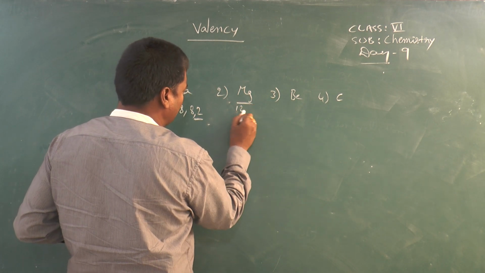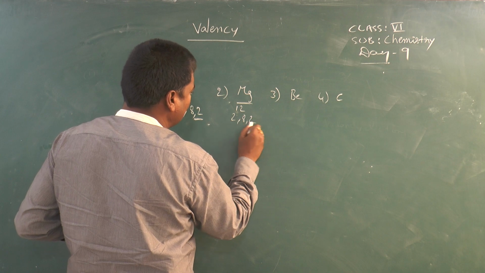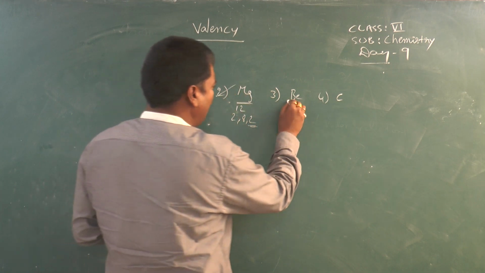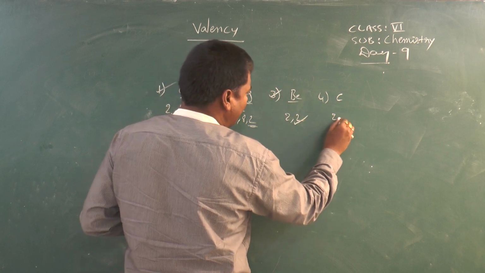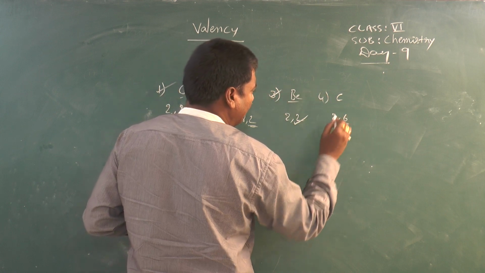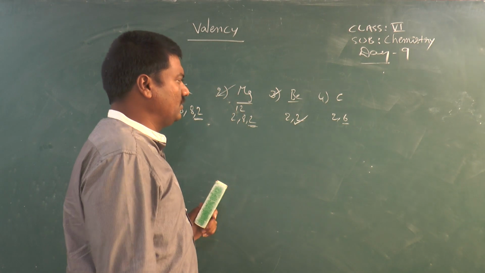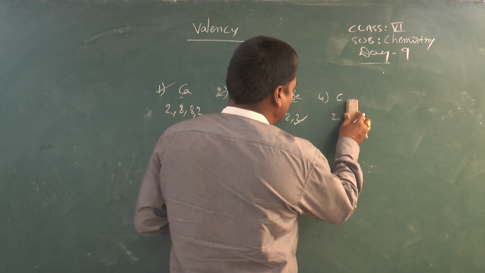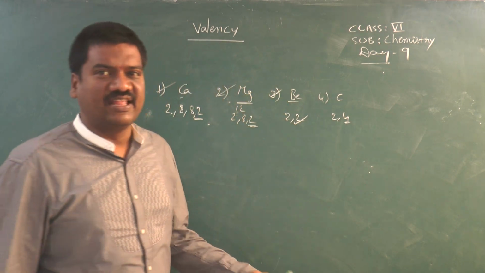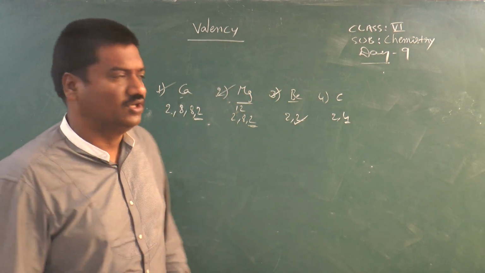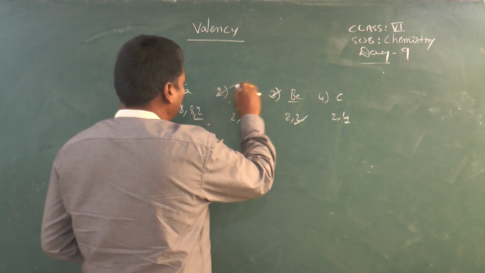Magnesium's atomic number is 12, so it is 2, 8, 2, and this is also correct. Beryllium is 2, 2, so here also 2, this one is also correct. Carbon atom is 2, 4, with 4 outermost electrons, so the valency of carbon atom we can take as 4. Now the answer I can take as 1, 2, 3.